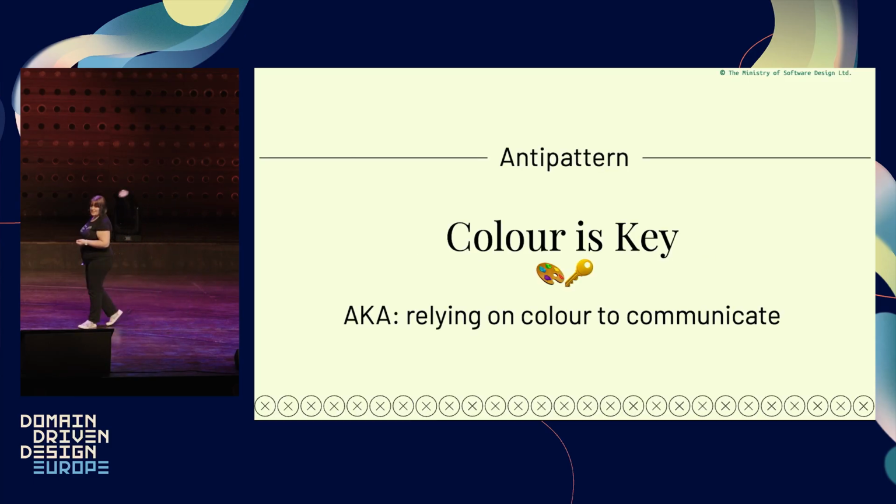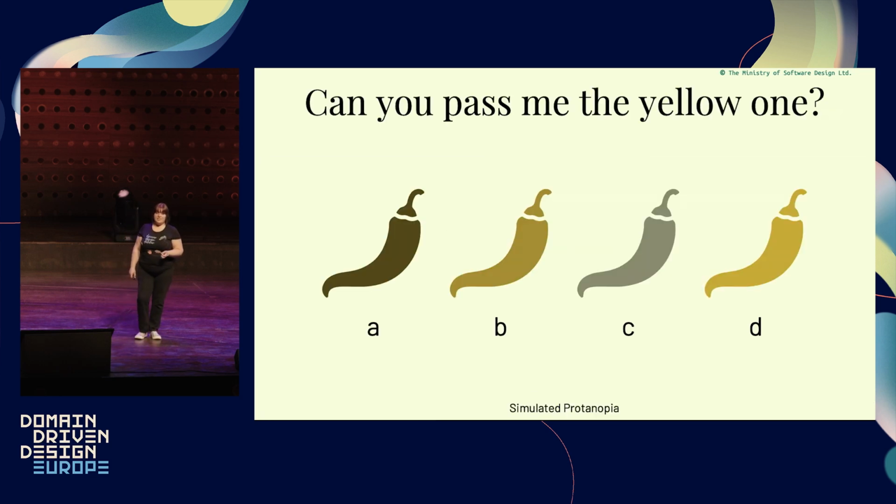Right, an anti-pattern: more color. This is all about relying on color to communicate. Now, I talked about how to use color earlier. This is from looking at this from a different angle. I have simulated protanopia, which is a form of color blindness. Only one of these chilies is yellow. You're going to tell me which one it is.